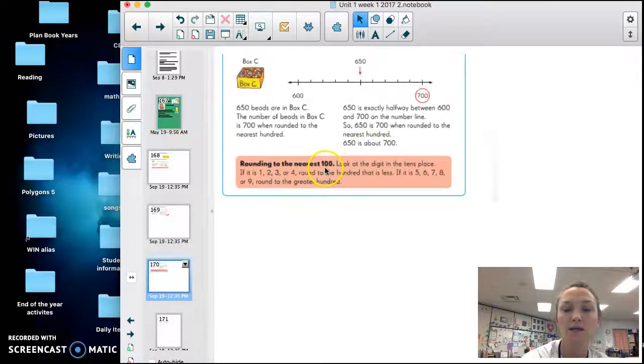Rounding to the nearest hundred, look at the digit in the tens place. If it's a 1, 2, 3, 4, you're going to round to the hundred that is less. If it is a 5, 6, 7, 8, or a 9, round to the greater hundred.